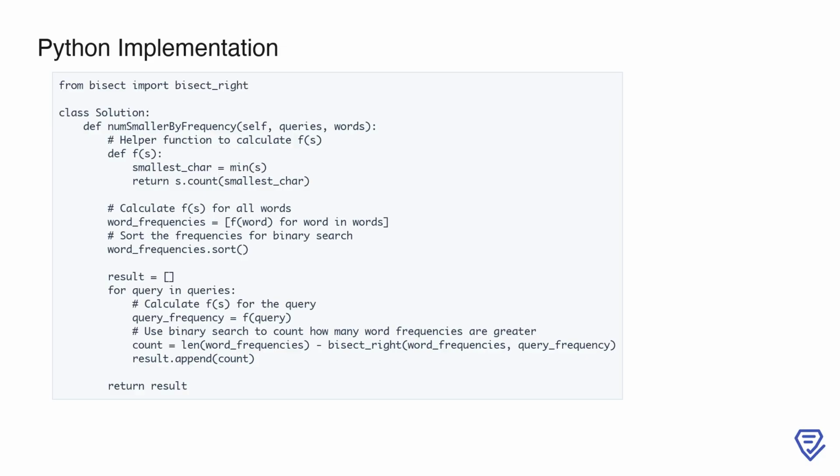Edge cases. Empty queries or words lists are handled by returning an empty result list. Strings with repetitive characters, e.g., "AAA", are processed correctly, as min(s) and count operate independently of string length. This implementation is efficient, concise, and handles all edge cases effectively, making it suitable for competitive programming scenarios.